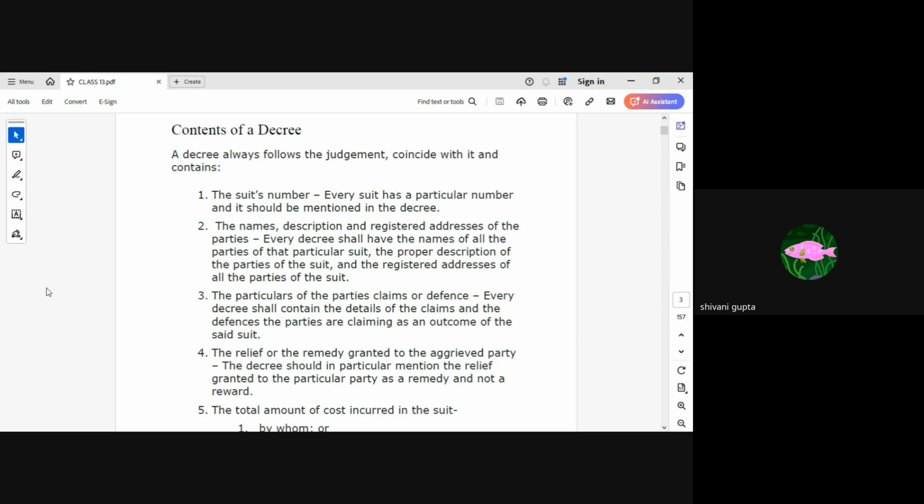12th step is the summoning and attendance of witnesses. 13th step is the hearing of suits and the examination of witnesses. 14th step is the argument. 15th step is the judgment. 16th step is the preparation of decree. 17th step is the appeal, review, revision, and 18th step is the execution of the decree. So these are the 18 steps that are followed under the CPC proceedings or the civil litigation.